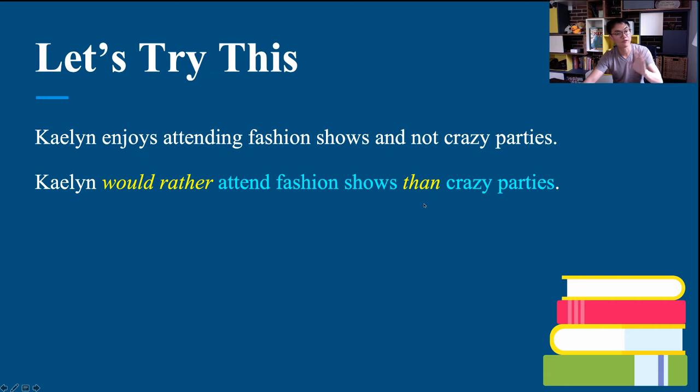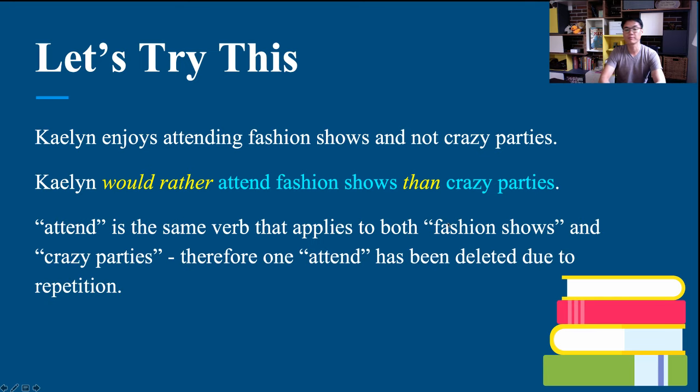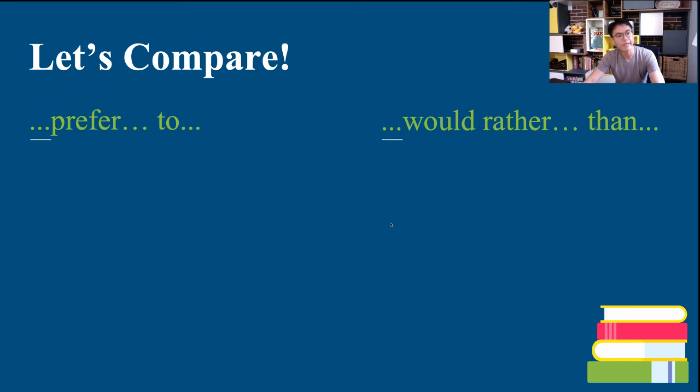So synthesis rule number 4 cancels out the repeated attend, but it still has its influence here. So attend is the same verb that applies to both fashion shows and crazy parties. Therefore attend has been deleted here due to repetition, but it still has its influence there. Therefore this still functions as a verb phrase. Attend crazy parties, attend fashion shows. So that doesn't break the rule of would rather than only taking verb phrases. I hope that's easy to understand for you. Right? So they're verb phrases.